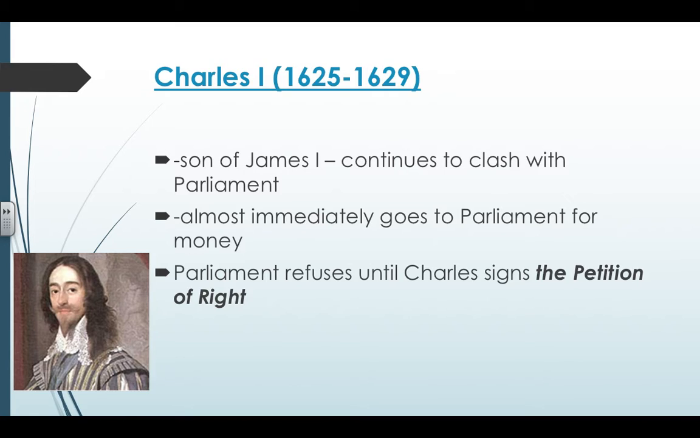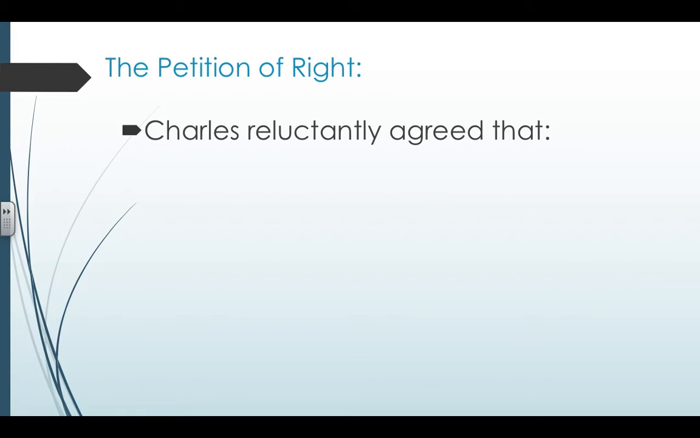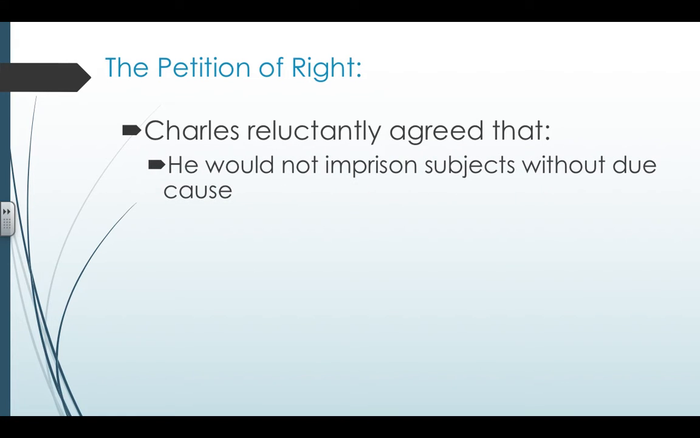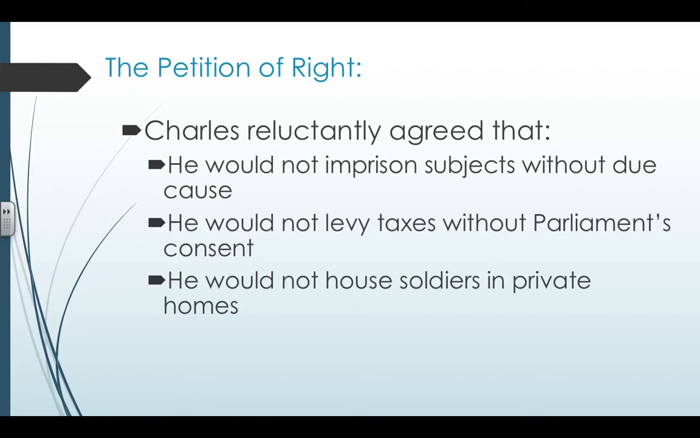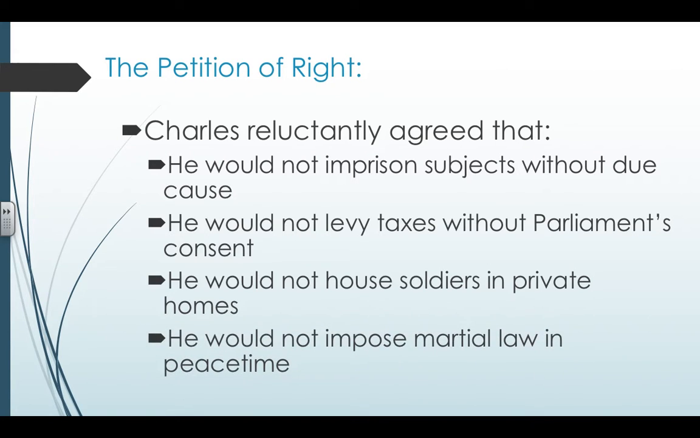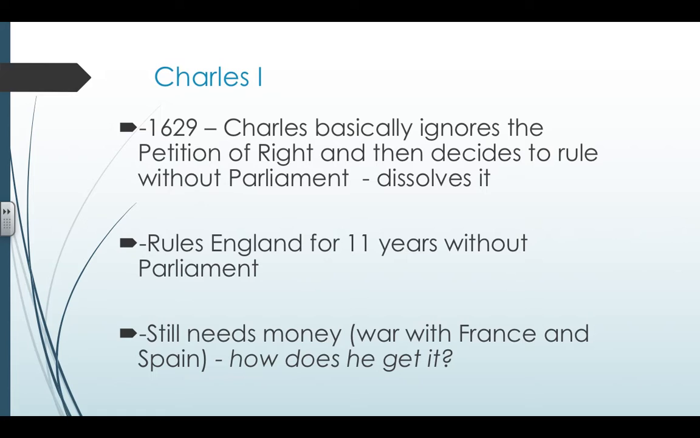So Charles, being in this situation, needs the money, so he reluctantly decides to agree to the Petition of Right. Now, in the Petition of Right, Charles agrees that he would not imprison subjects without due cause. He would not levy taxes without Parliament's consent. He would not house soldiers in private homes. And he would not impose martial law in peacetime. Martial law is rule by the military. So, simple enough, he signs to it, he says, yeah, I promise for all those things, now give me my money. Well, Parliament gives him his money, and then pretty much Charles begins to ignore the Petition of Right.